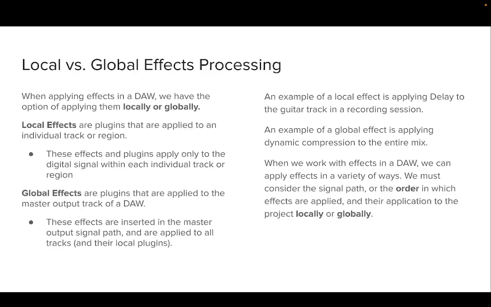When we work with effects in a DAW, we can apply effects in a variety of ways. We must also consider the signal path or the order in which effects are applied, as well as their local or global affiliation. For instance, if we have a distortion effect after the delay line, all of the delay sounds will be distorted. That order does matter to how the signal is processed.